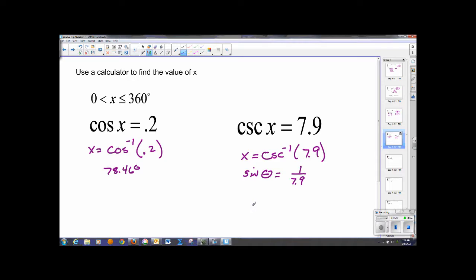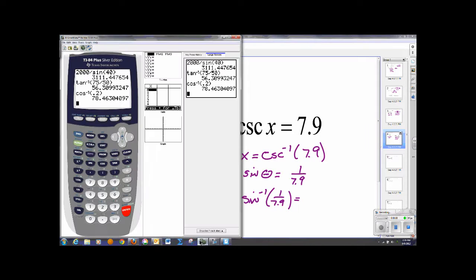Therefore, I can find the inverse sine of 1 over 7.9 and have the cosecant, or the inverse cosecant value. So I'm going to go back to my calculator, ask for the inverse sine of 1 divided by 7.9. I think I got to back that up and delete it. And that's going to give me some value of 7.27 degrees.